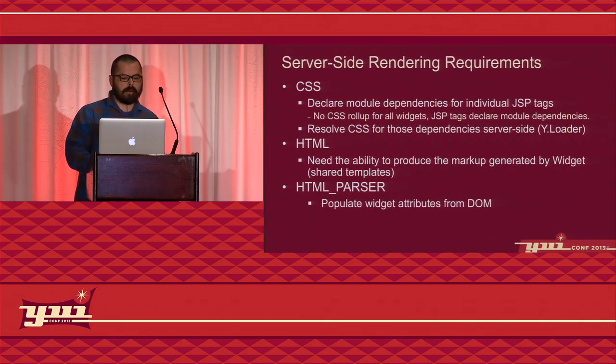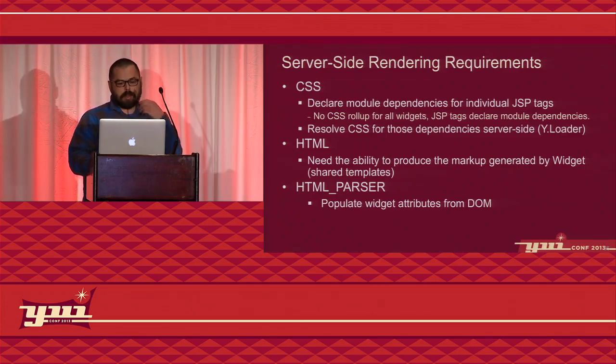So to get this working for us on the server, there are a few key things we needed to do. CSS was a big one. Just because you use, for example, a single button on a JSP page, you don't want to load your entire library CSS. So we needed a way to say this JSP tag requires this JavaScript module or CSS module. Second, you have to be able to resolve actual URLs to your combo CSS for that module. And this is in the Java environment, so you don't have Loader to do that for you.